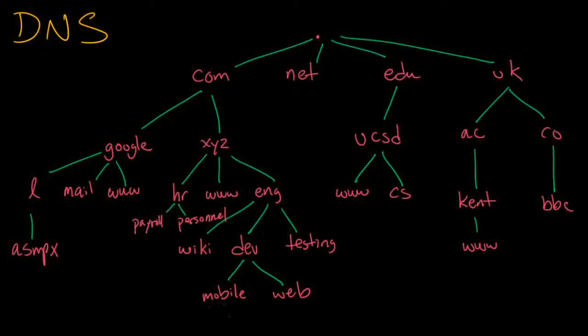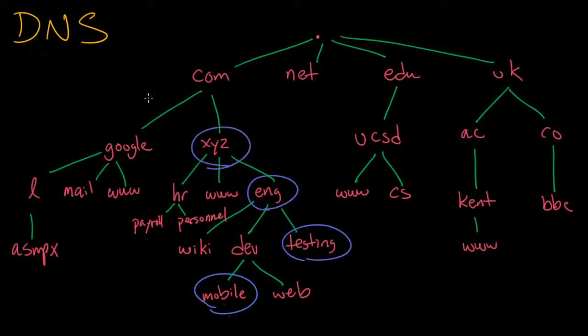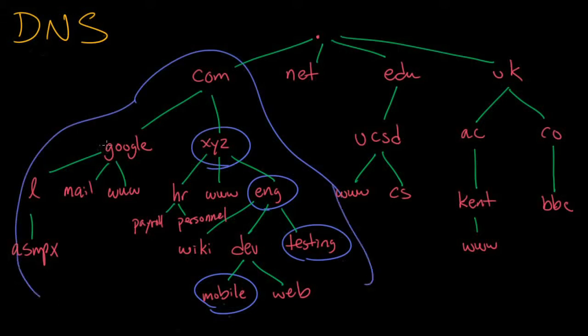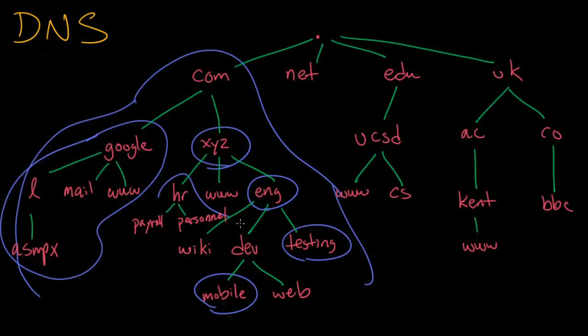Now that we know about zones and delegations, let's take a look at how our fictitious XYZ company fits into the overall DNS structure. When you see a picture like this, you should see domains everywhere. Basically, every single one of these nodes in the graph represents a domain. Like we've got the whole com domain, which encompasses everything below it. We've got the google.com domain, which surrounds everything underneath Google. We've got our XYZ domain. We've got our HR domain and so forth.